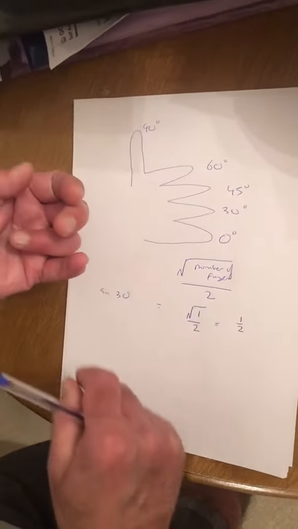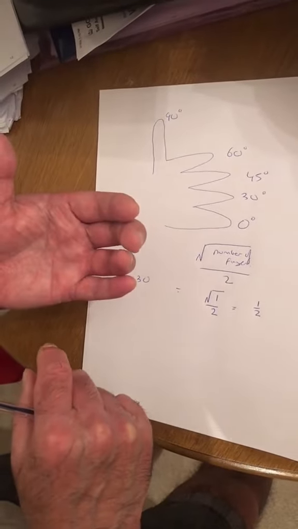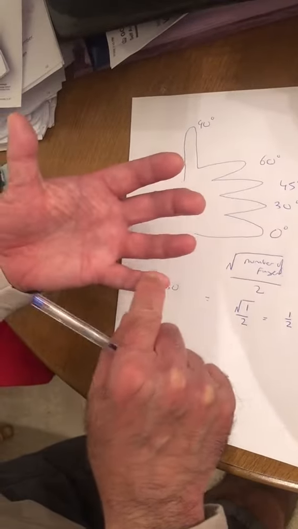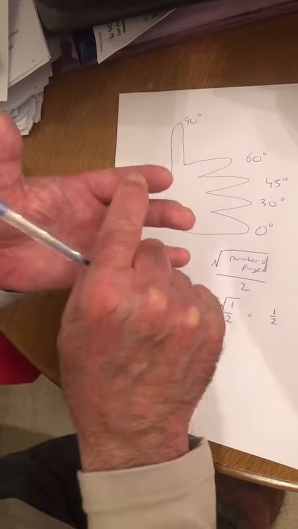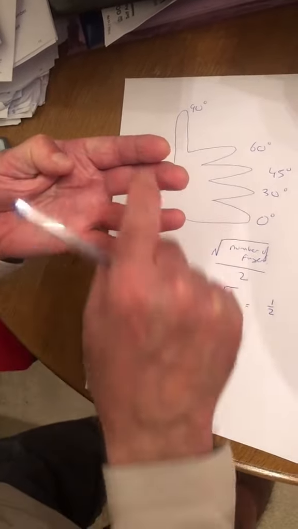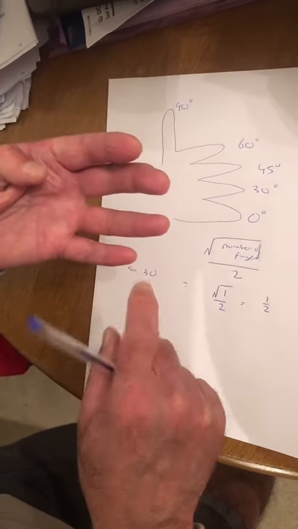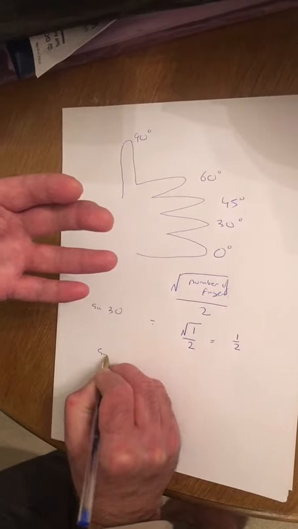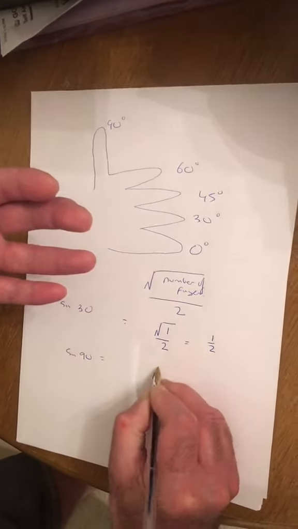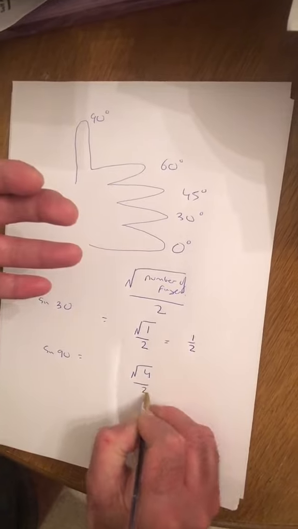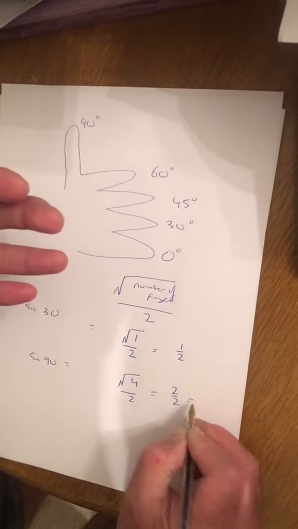Let's look at another example. The sine of 90. So 0, 30, 45, 60, 90. Bend that down. How many fingers have you got below that? That's 4. So the sine of 90 is going to be the square root of 4 over 2, which is basically 2 over 2, which is 1.